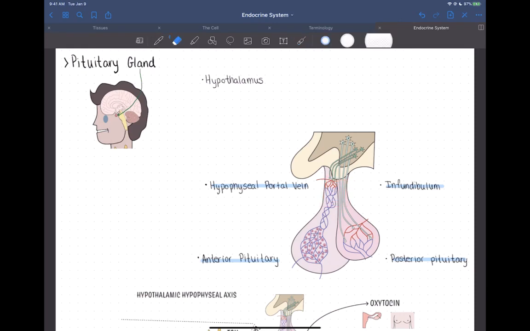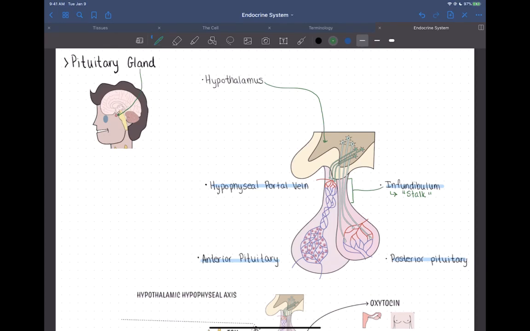Above the pituitary gland is the hypothalamus. So this is the hypothalamus. Really, all of this is hypothalamus. And the hypothalamus is connected to the pituitary gland by this stalk, and that stalk is referred to as the infundibulum. So the infundibulum is the stalk that connects the hypothalamus to the pituitary gland.